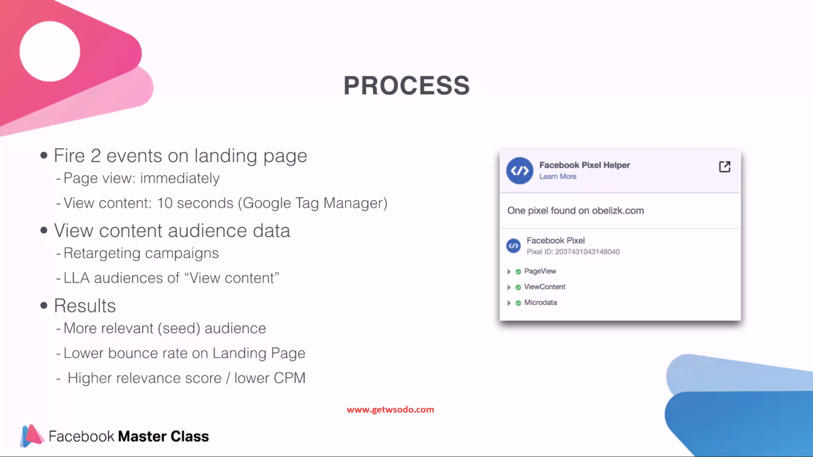What are the results that you can expect with this strategy? Well, apart from starting off with a more relevant audience or seed audience, you will see a lower bounce rate on the landing page. And that is also a factor Facebook is looking at to determine your CPM. The algorithm is also looking at the post-click experience. So if fewer people bounce on the landing page, that will have a positive impact on your campaign performance. And at the end of the day, you can expect to see a higher relevance score and a lower CPM.